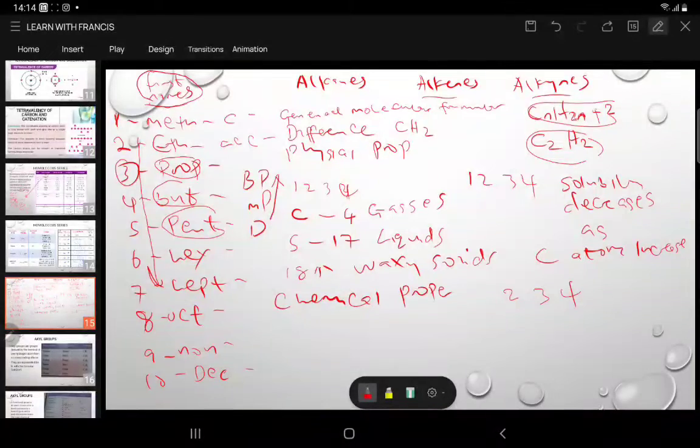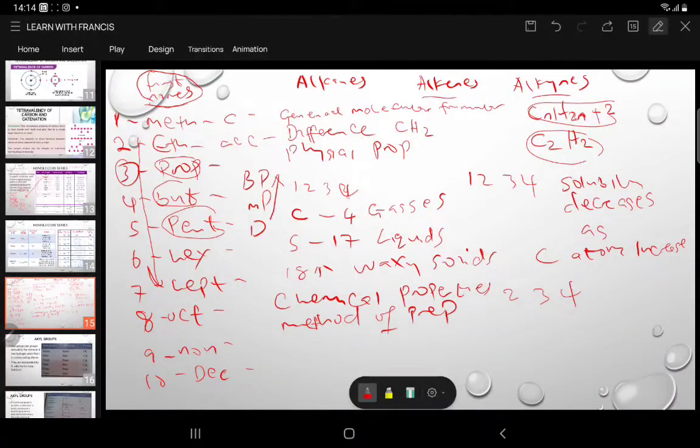The next one is chemical properties. They have the same chemical properties. The next one is method of preparation. They have a general method of preparation. So they have the same method of preparation.